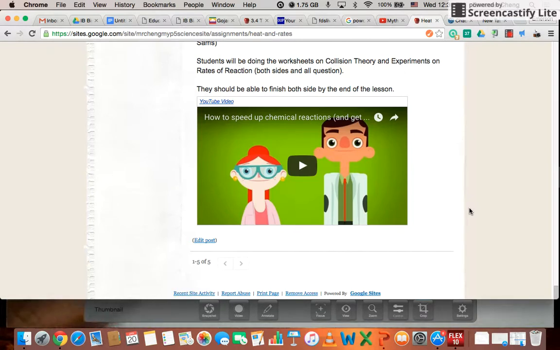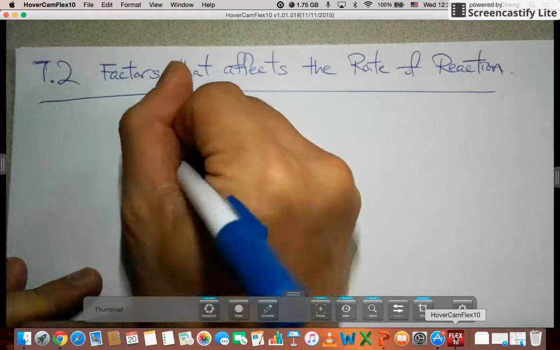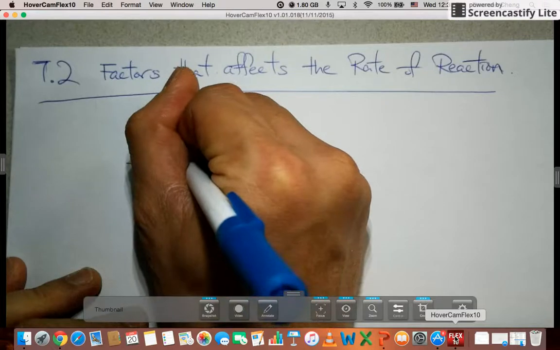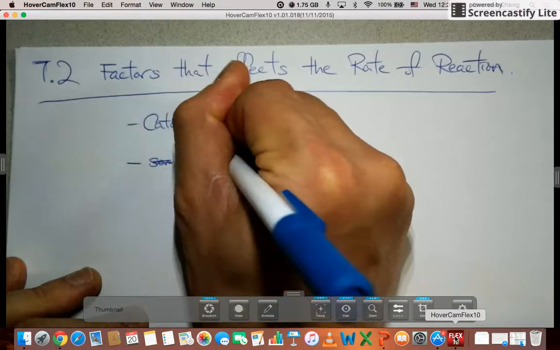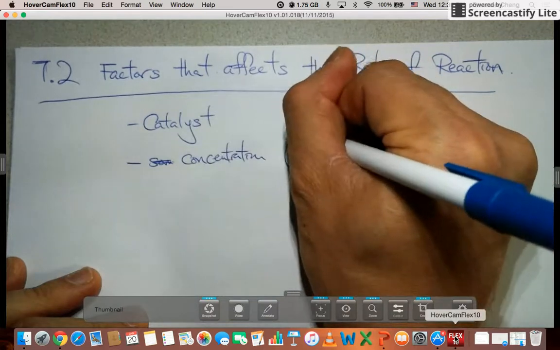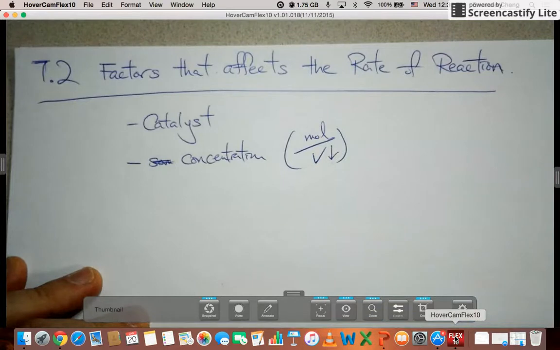Yes. Matchmaker, like a catalyst. So a catalyst will be one of them, okay? Aside from a catalyst, what else? Yes, Jay? Smaller space. So smaller space is the same thing as concentration, because concentration means you have a smaller volume. So if the volume is lower, then of course the concentration increases.